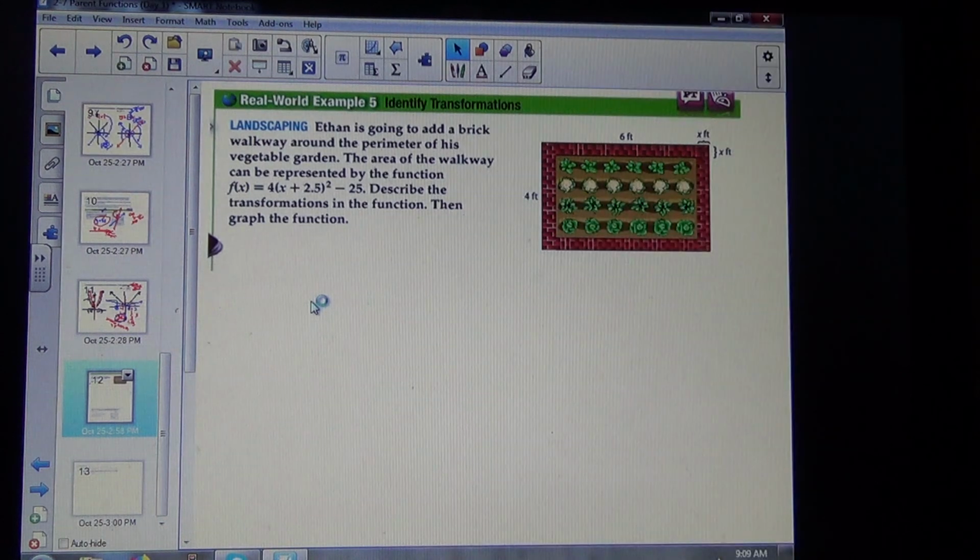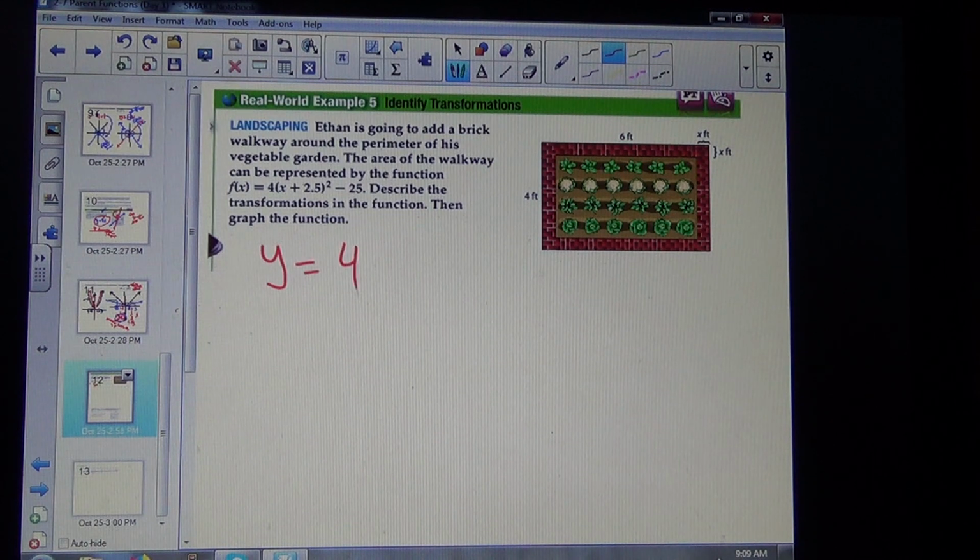Okay, so it says here, Ethan is going to add brick walkway around the perimeter of his vegetable garden. Okay, the area of the walkway can be represented by this equation. So y equals 4 and then x plus 2.5 squared minus 25. Okay, describe the transformation in this function and then graph the function. Okay? So, actually we'll have time to do that last one, I think, because I'll explain it here and I'll give you a little bit of time.